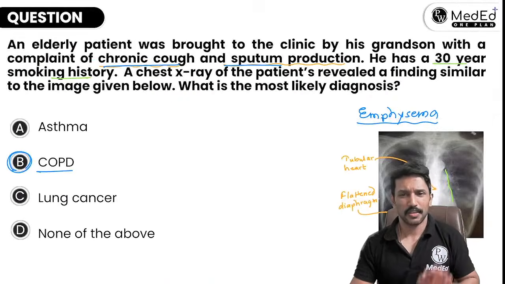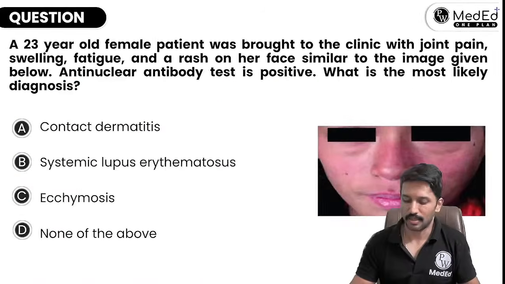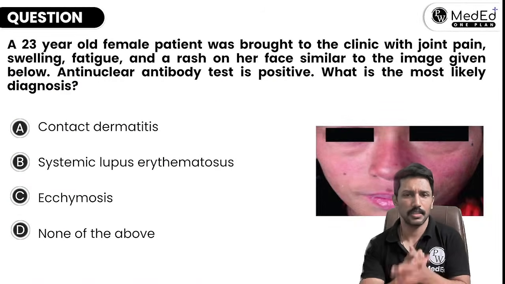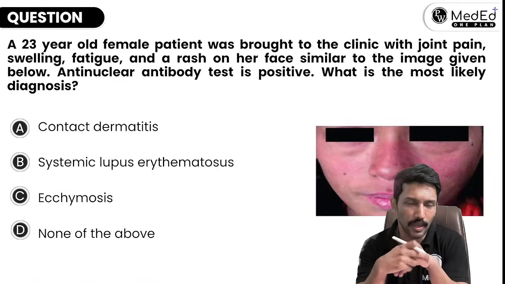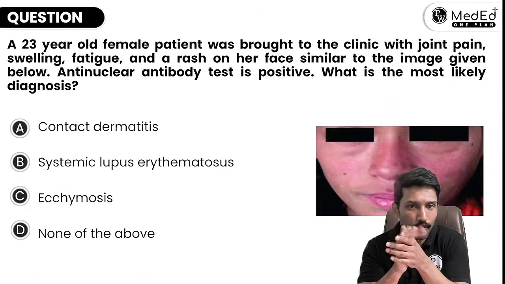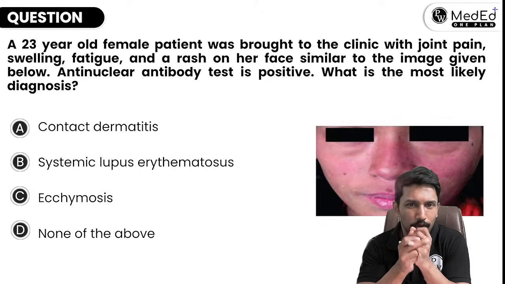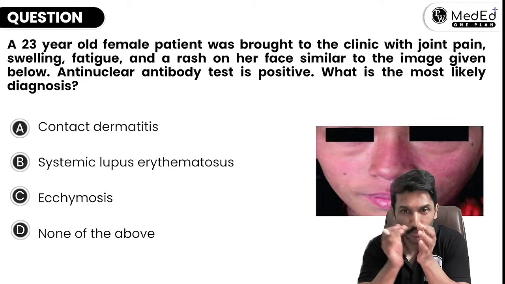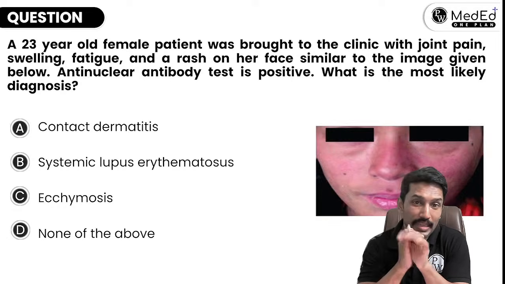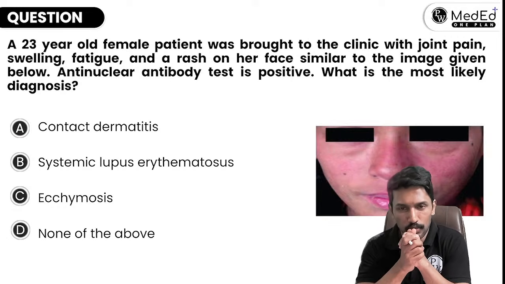Okay, so this was a pretty straightforward radiology question rather than medicine. Okay, this is again a very straightforward question. I'm sure all of you will answer this. A 23-year-old female was brought to the clinic with joint pain, swelling, and fatigue, and a rash on her face similar to the image given below. ANA is positive. What is the most likely diagnosis?